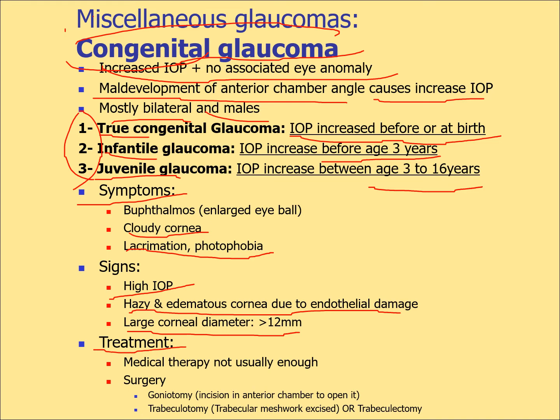The treatment: medical treatment is usually not sufficient, so we move on to surgery. In the surgery, we can do goniotomy, which is incision in the anterior chamber angle to open it, or trabeculotomy, which is the excision of the trabecular meshwork, or the trabeculectomy as we do in other types of glaucoma.